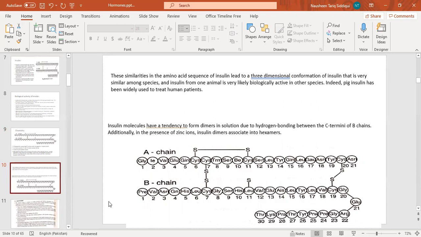Insulin molecules have a tendency to form dimers in solutions due to hydrogen bonding between the C terminal of B chains. Additionally, in the presence of zinc ion, insulin dimers associate into hexamers.